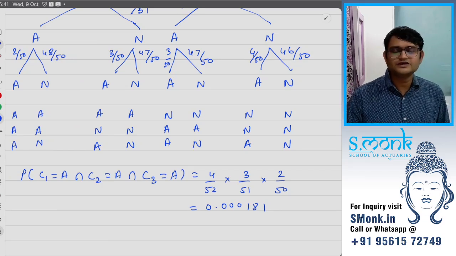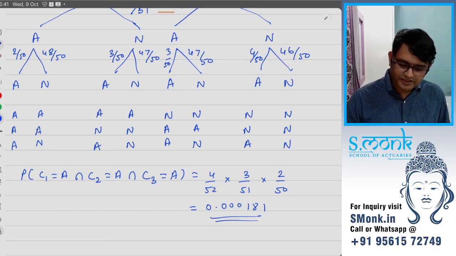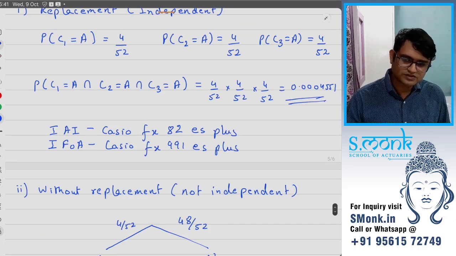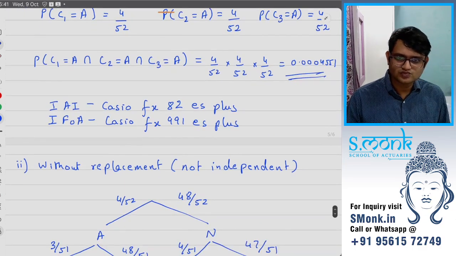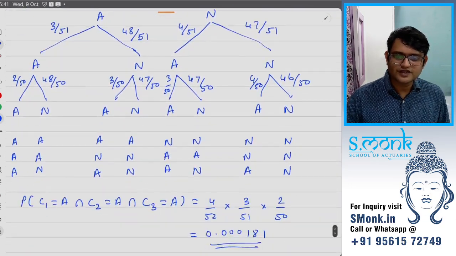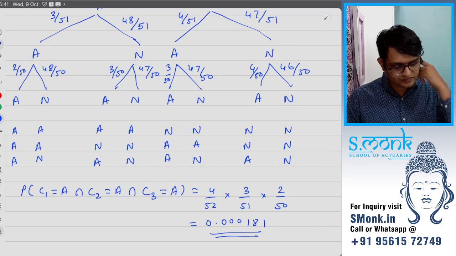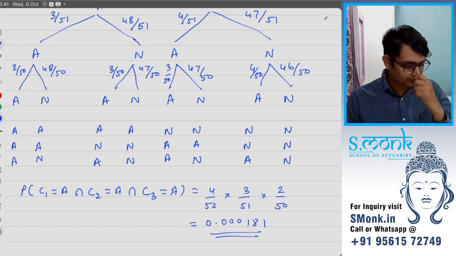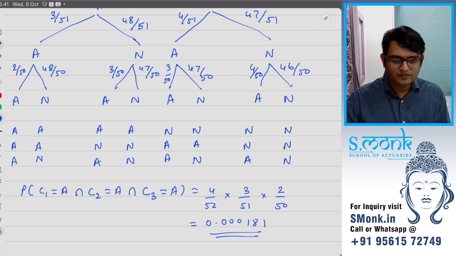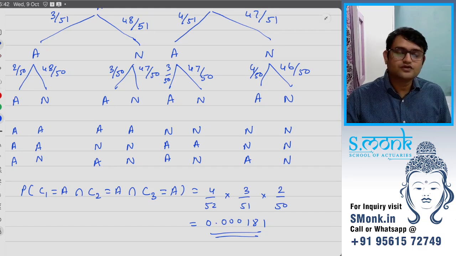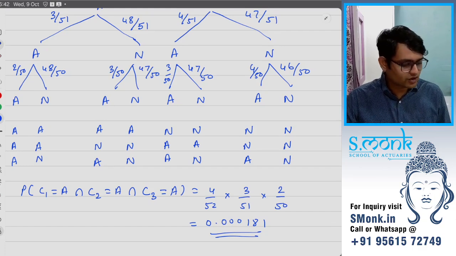So you can clearly see that the probabilities are completely different when they are independent versus when they are not independent. Now we can solve this using permutation and combination also.